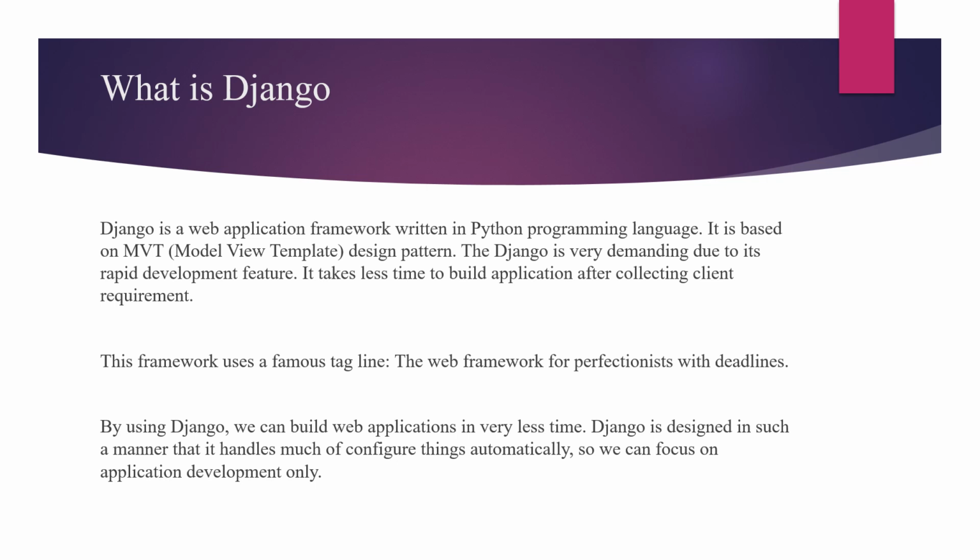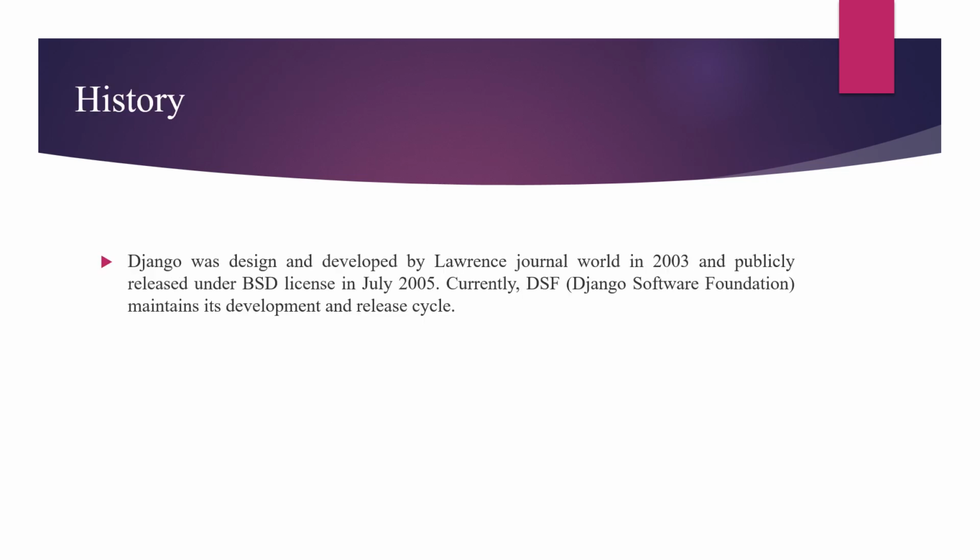Django is designed in such a manner that it handles much of the configuration automatically, so we can focus on application development only. Okay, now we will see the history of Django. Django was designed and developed at Lawrence Journal-World in 2003 and publicly released under the BSD license in July 2005. Currently, the DSF (Django Software Foundation) maintains its development and release cycle.